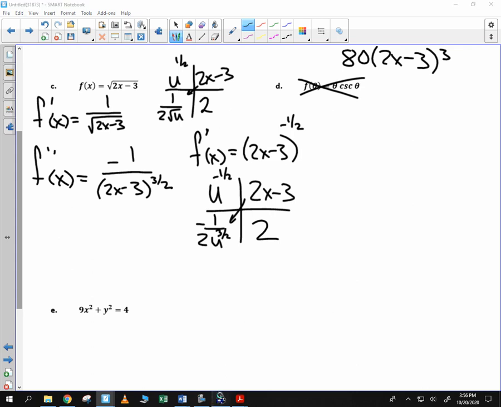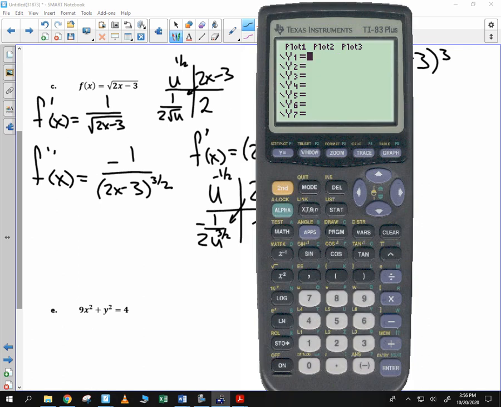Sometimes people wonder, how do you check your answers? Again, just great mathematicians, they always know how to check their answers. It's always a way to check your answer. Always, always, always. Look at that first function, square root of 2x minus 3.